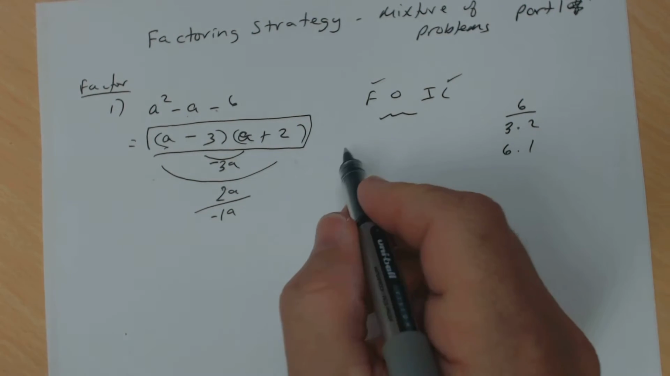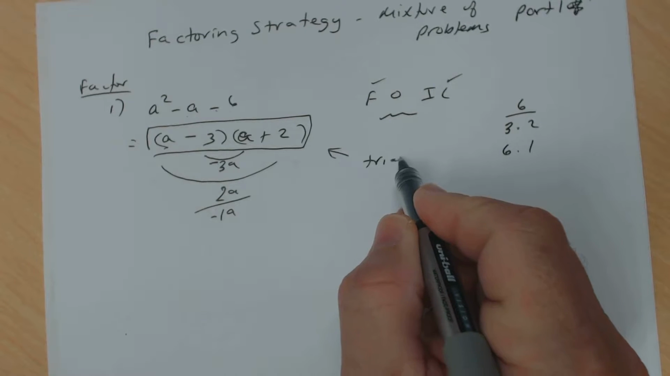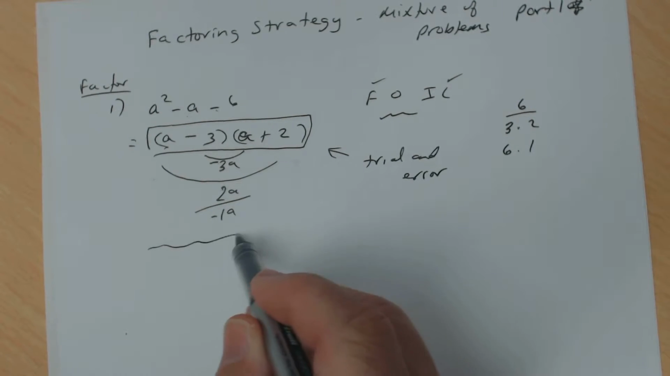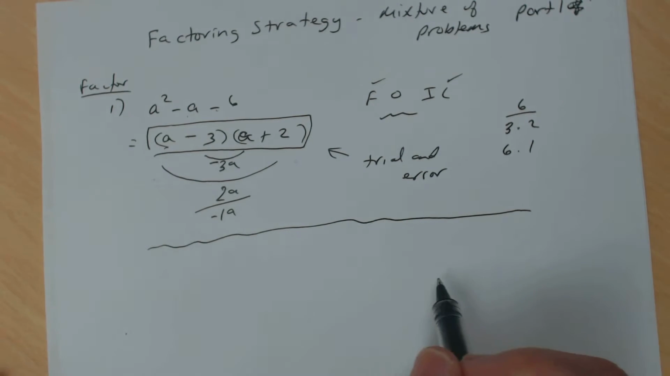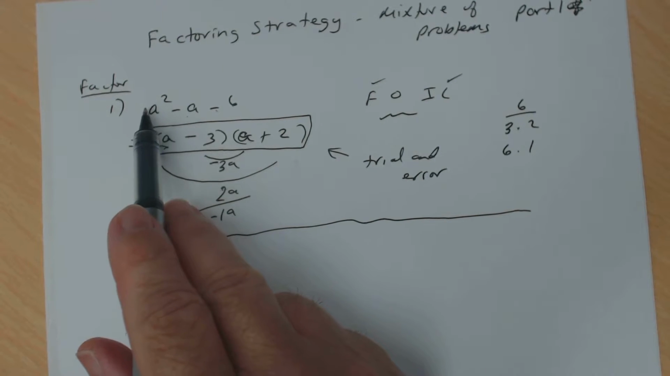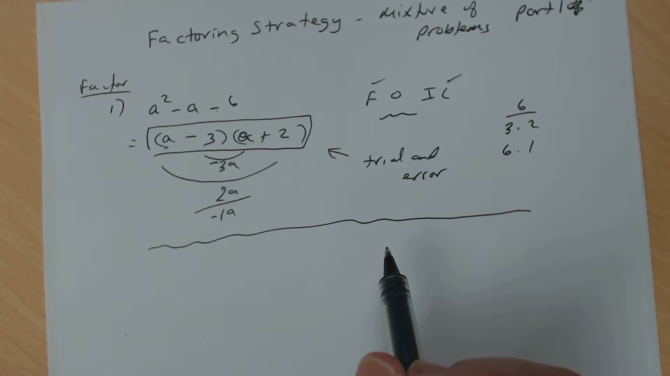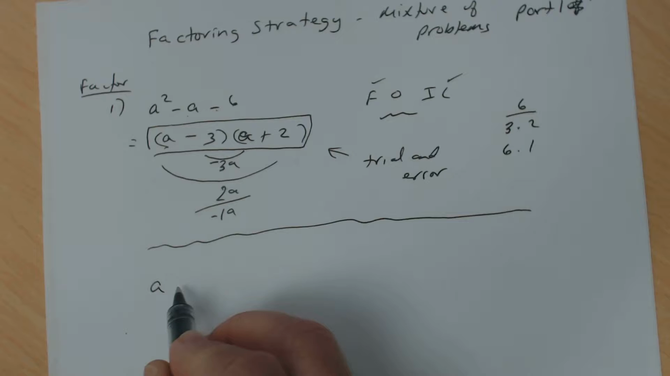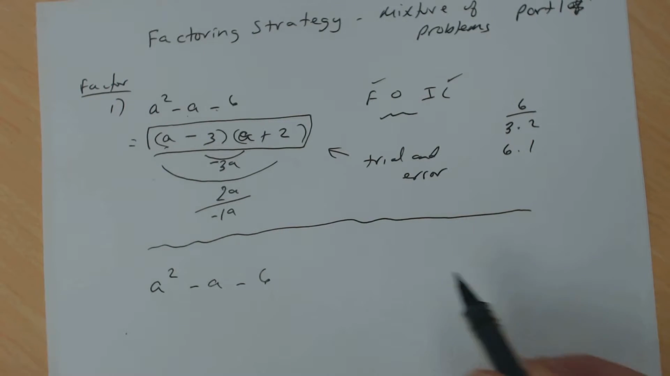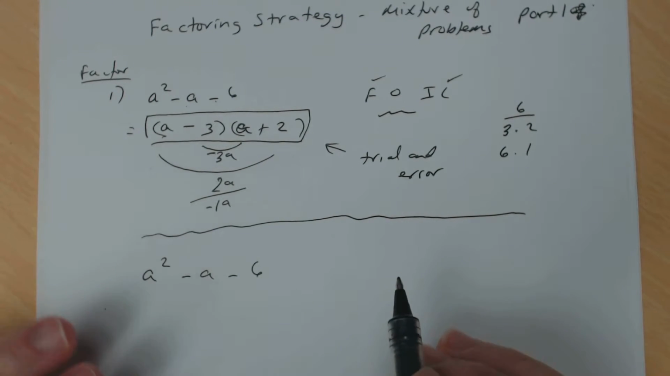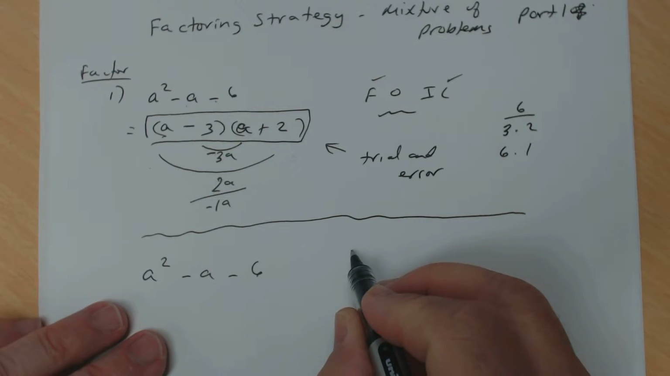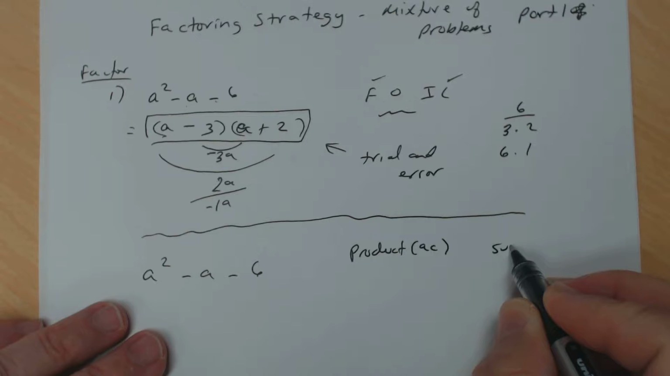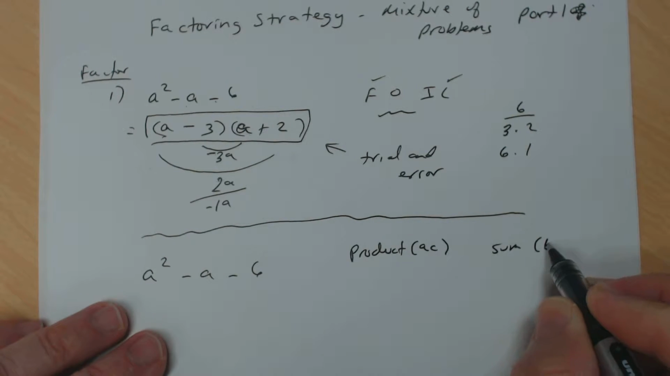All right, so that's trial and error. So we did this by using the idea of trial and error. Now, if I use that product sum from a previous section, remember factoring by grouping? So basically, A squared minus A minus 6. You asked yourself, remember, the product has to be AC, and the sum has to be B.